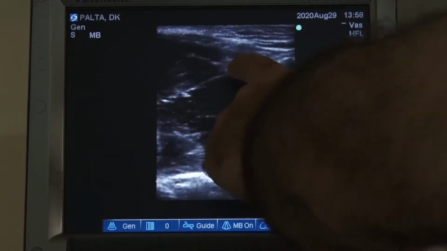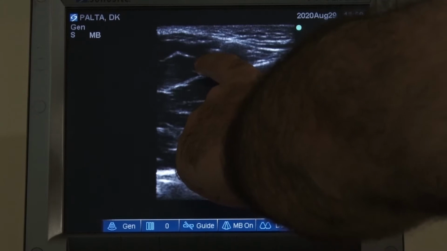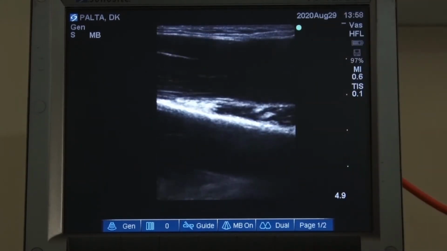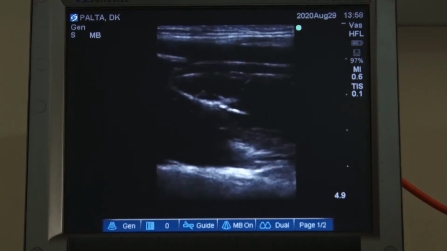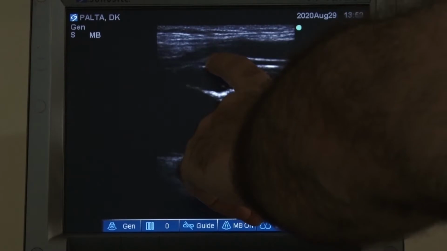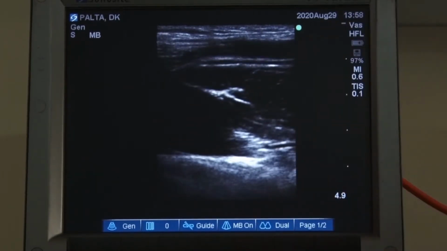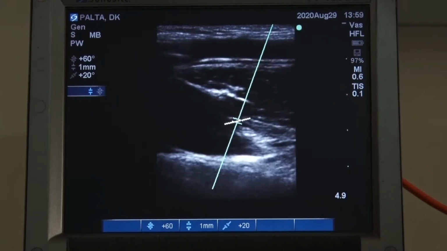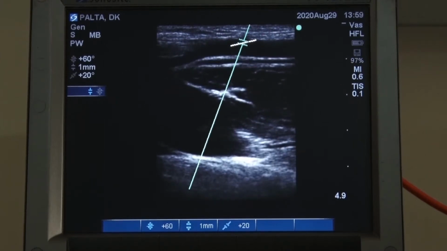First I will do the transverse section to look for the arteries. So this is the axillary vein, this is the axillary artery. I will turn my probe and try to see the artery. This is the axillary artery with a branch. So now I will take the Doppler to see the flow.